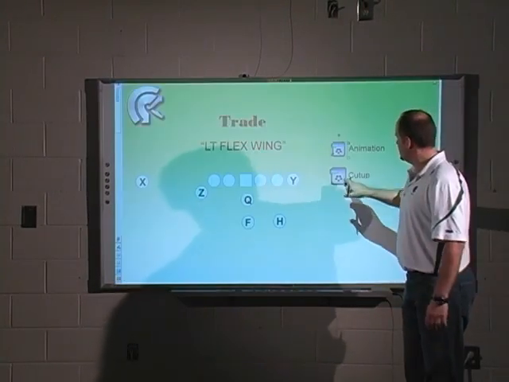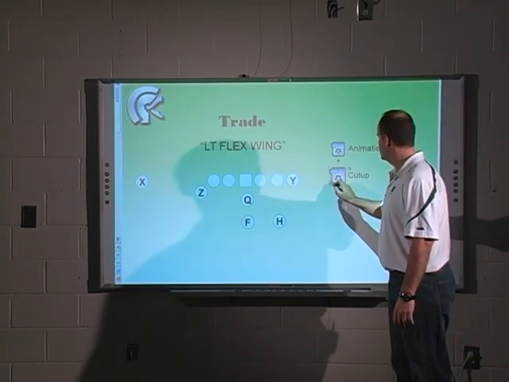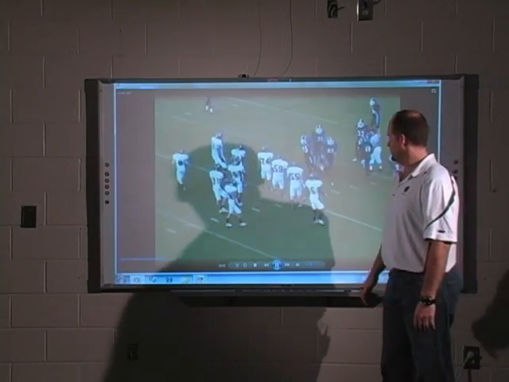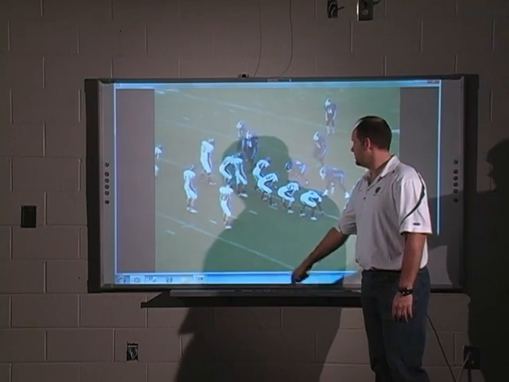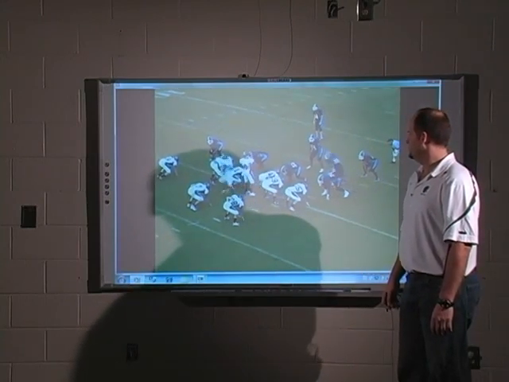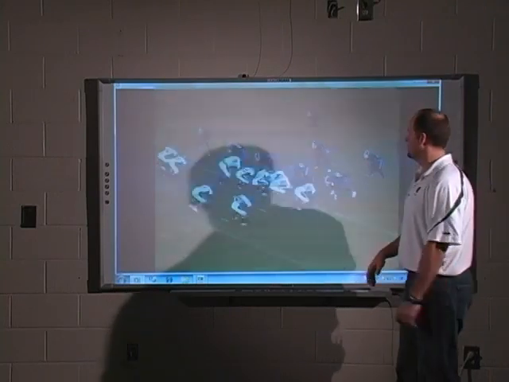And to give you an idea, let's take a look at a cut up to show you what it looks like on a game tape. Tight end trades over after quarterback's command. And again, now we're in the left flex wing.